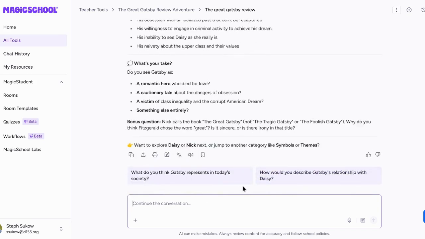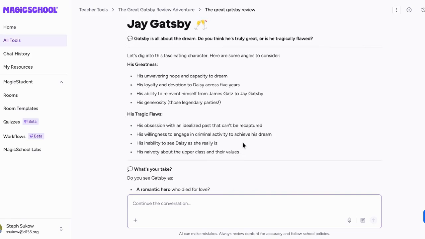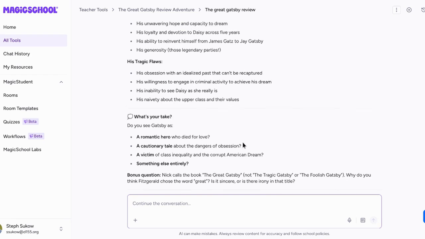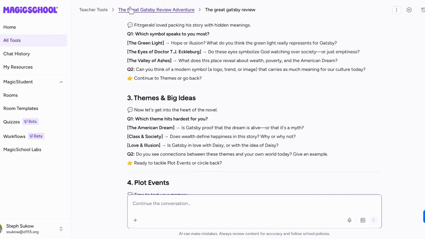I can continue to dialogue here with Gatsby. And so this is really helping me if I'm a student trying to brainstorm what I want to talk about, what are some of those main ideas. This gives me a strong foundation to now go and start writing my essay. So take a look at customizing those tools.